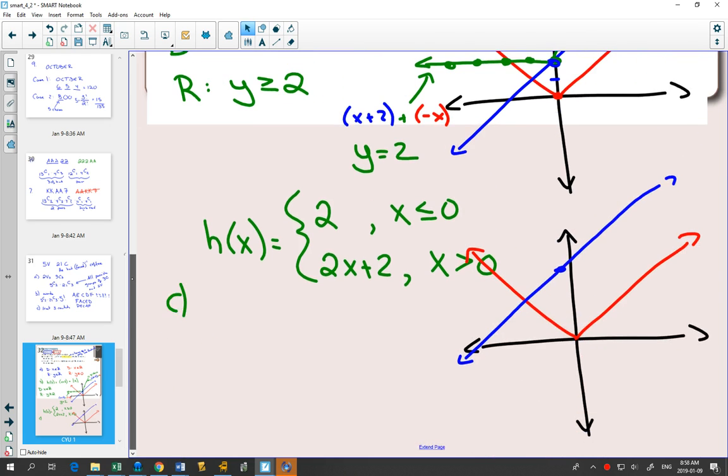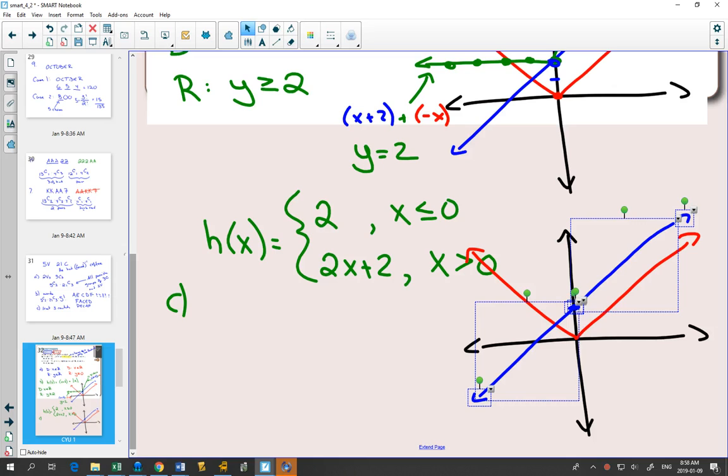And redraw that one. Okay. So now if we had these graphs and we wanted to multiply them, again, we multiply the y values. So some of the points that are nice to multiply were wherever one of the functions was 0. Because if the red graph is 0, 0 times 2 will be 0. And if the blue graph is 0, 0 times 2 would be 0.